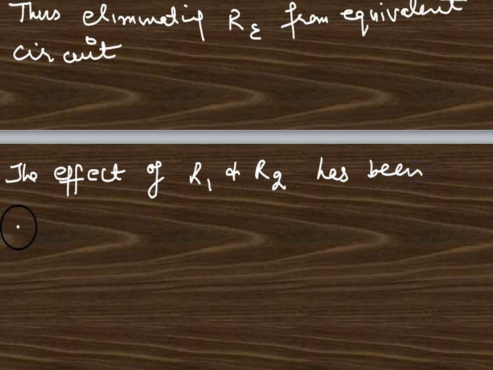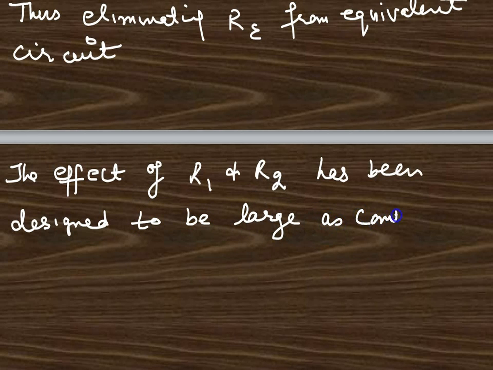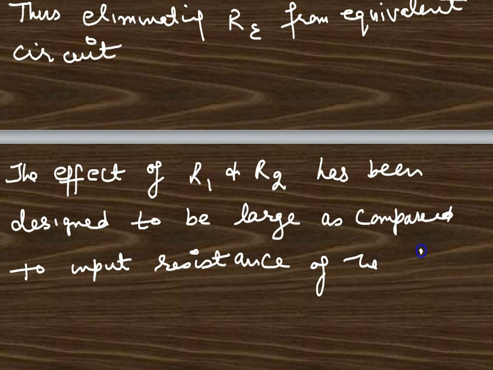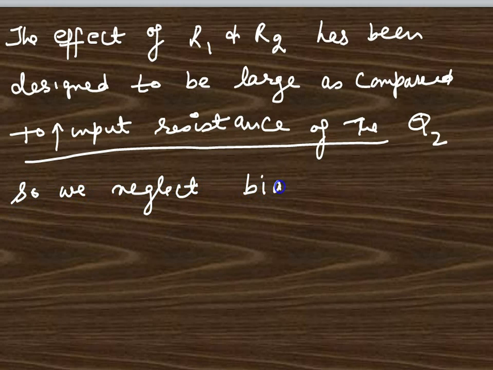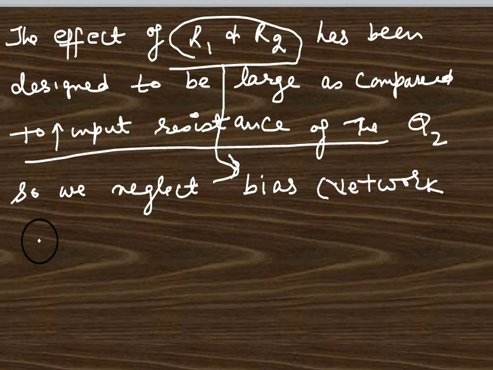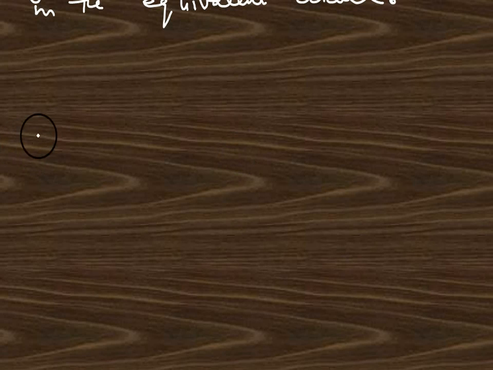And second, R1 and R2, the biasing resistors, have been designed to be very, very large as compared to the input resistance. Because when two resistances are in parallel, one low and one high, the parallel combination comes closer to the low value, not the higher value. So if R1 and R2 are large, they are neglected as compared to the input resistance of the transistor. So we neglect the bias network in the equivalent circuit again.